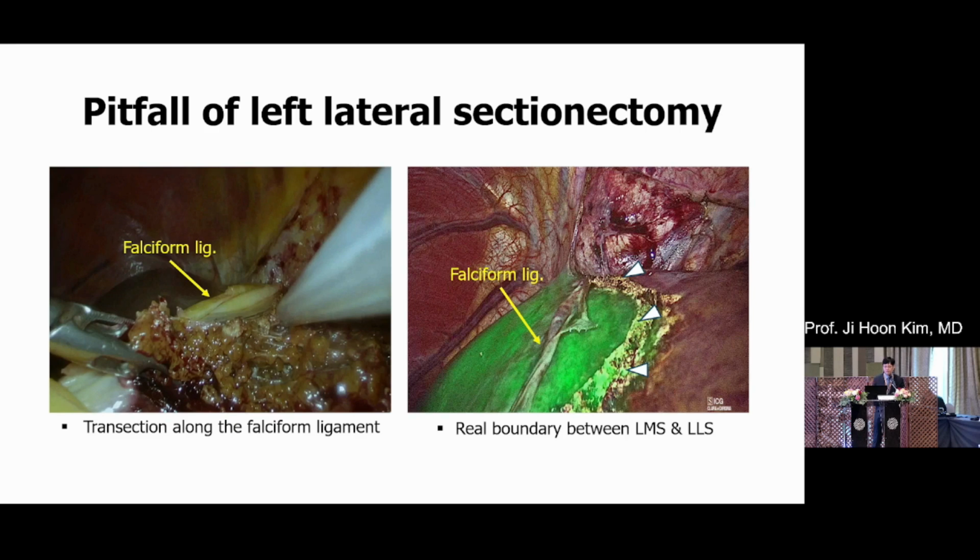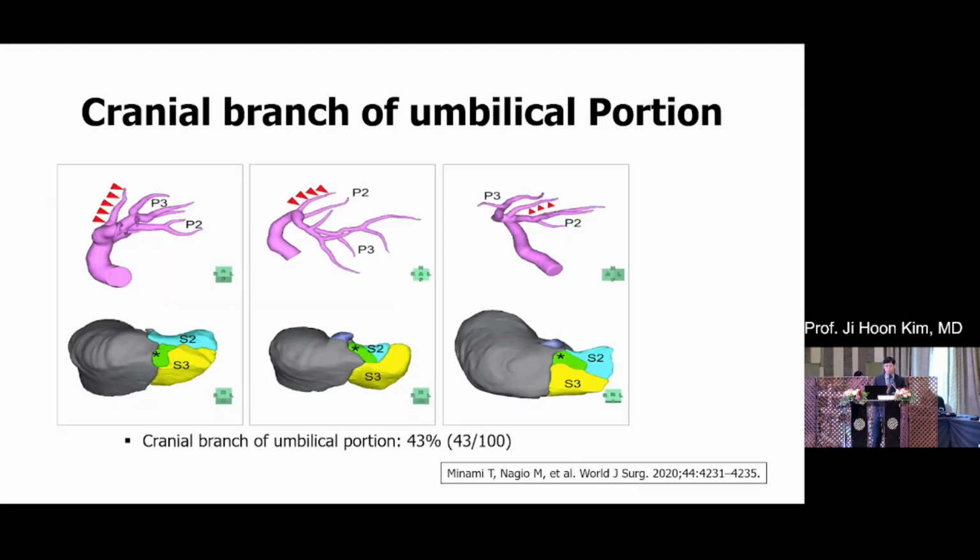For left lateral sectionectomy, we usually use the falciform ligament as the anatomical landmark. But using ICG fluorescence imaging, the anatomical plane is not the falciform ligament on the right side; it is the left side of the falciform ligament. This is because of the anatomy of the umbilical portion: embryologically, the cranial branch of the umbilical portion of the left liver, segment 2, portal vein is the only one developed.